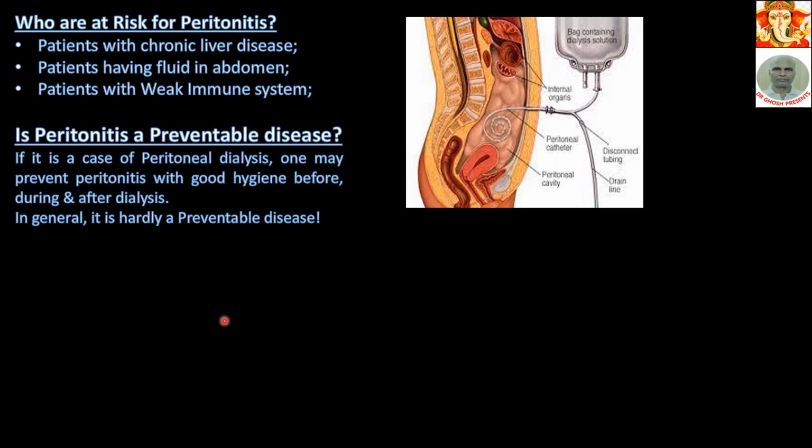If it is a case of peritoneal dialysis, on the right hand side an image of peritoneal dialysis is shown. The peritoneal dialysis is going on here. You know, dialysis is required when the kidney cannot purify the blood. It is artificial clearing of toxic things from the blood. This is peritoneal dialysis. Peritonitis may come from this also, but if it is a case of peritoneal dialysis, one may prevent peritonitis. It is preventable with good hygiene before and after dialysis.